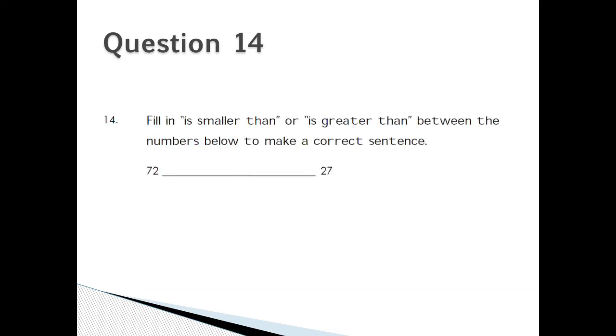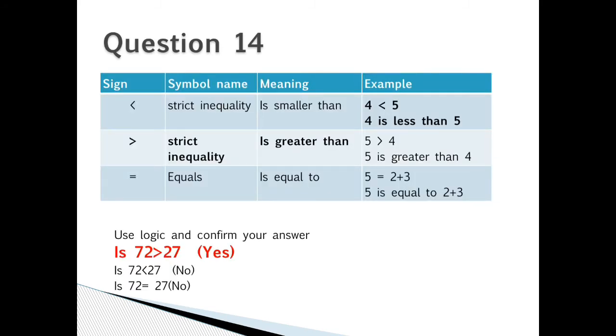Fill in is smaller than or is greater than between the numbers below to make a correct sentence. 72 and 27. The first symbol of strict inequality means is smaller than, so an example is 4 is less than 5. The second one is greater than, so 5 is greater than 4.